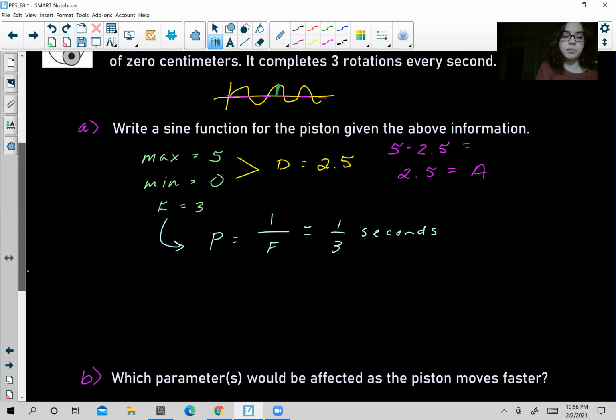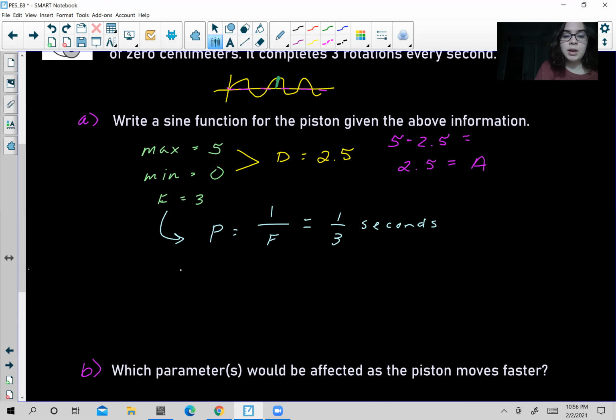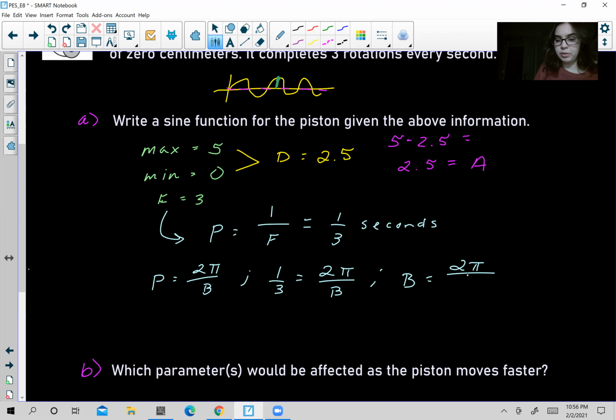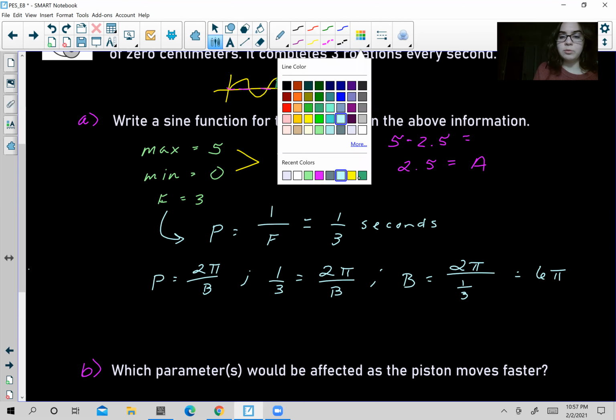But we're not done yet because we have period, but we need to get B. And period is equal to 2 pi over B. That's how they relate. So we can say 1/3 equals 2 pi over B. And then we can just switch them. So B is going to equal 2 pi over 1/3, which is the same as 6 pi. And now we have everything we need to build our equation.